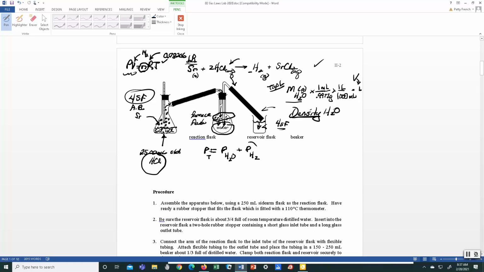We're looking for the pressure of hydrogen gas. We've got the volume of hydrogen gas, we've got R, which is a constant, we've got the temperature of the whole system, which is the temperature of the hydrogen gas. What we're going to need to find now is the vapor pressure of water.